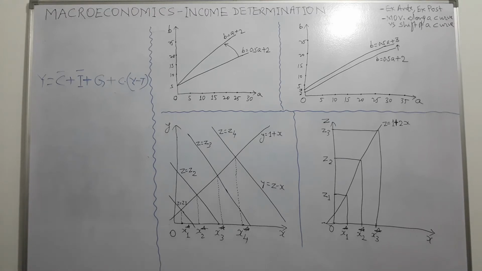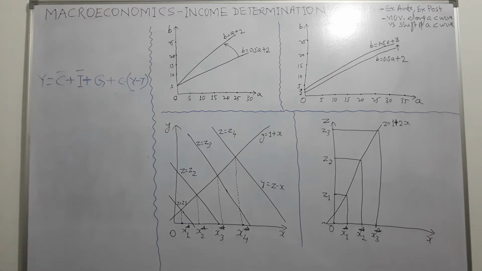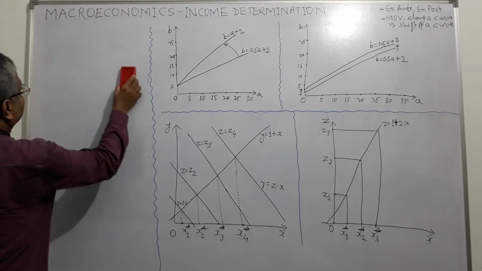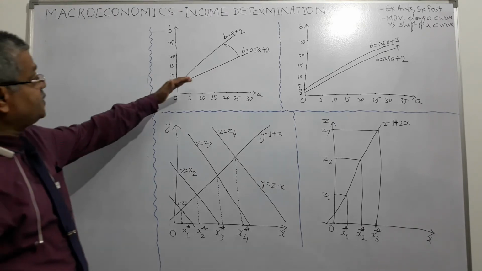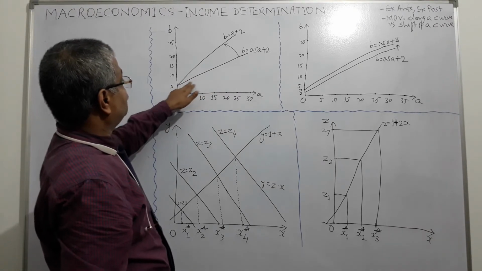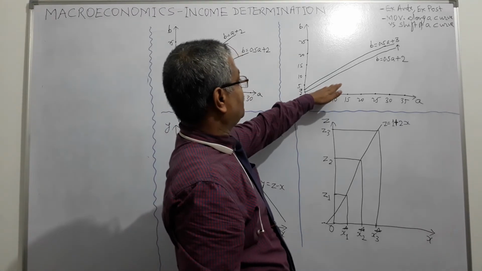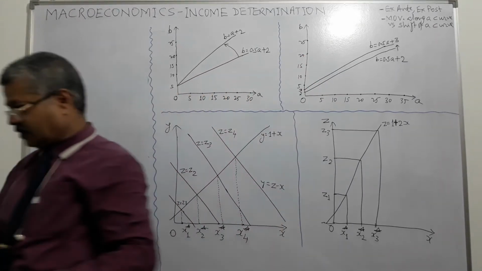Now we talk about movement along a curve versus shift of a curve. Movement along a curve and shift of a curve, both are different things. This is movement along a curve. It was here, it has moved here. And this is shift of a curve. It was here, it has shifted.